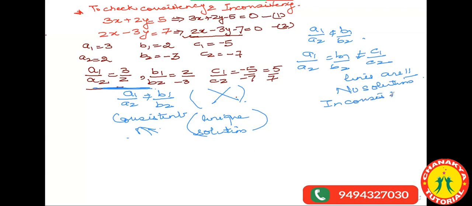Clear? Yes, ma'am. You can learn like this: no solution, inconsistent. If no solution is there, system is inconsistent. In rest two, system is consistent. Only this one you have to learn for inconsistent, right? So note it down, beta.